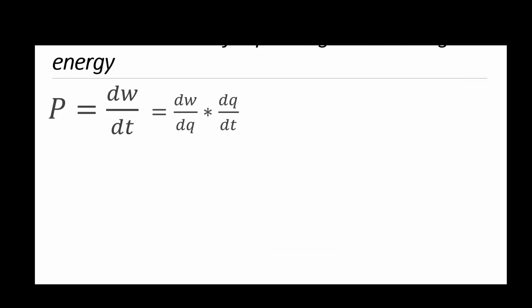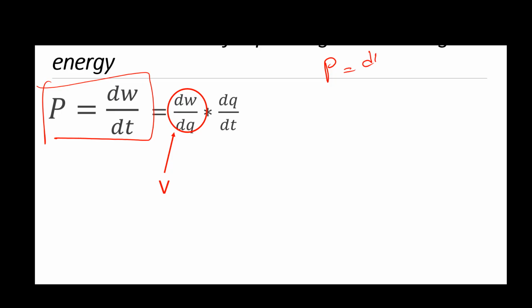Power is the rate of expending or absorbing energy. So energy divided by the time will give us the power, and we can find the equation for power. So this is the definition for power: P is equal to dW over dt.